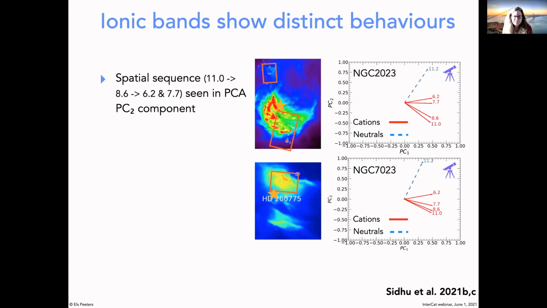And this is something that we actually see also when we look at this PCA analysis I was talking about earlier. Because if you look at these biplots again on the right-hand side here for the two reflection nebulae, and we look at the projection on the y-axis, because that was the one that we felt traces the charge, you can see that if you go from most negative value to positive projection, you go from 11.2 to 8.6, 7.7, and 6.2. Exactly the same as what we saw in that spatial sequence by looking at the morphologies.